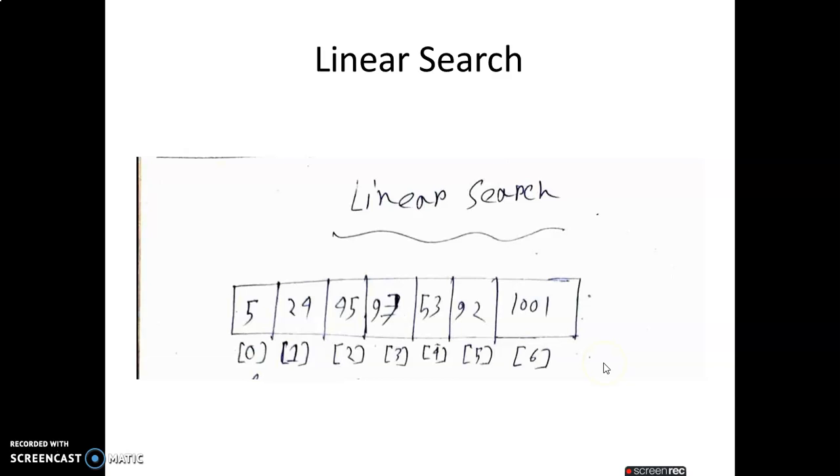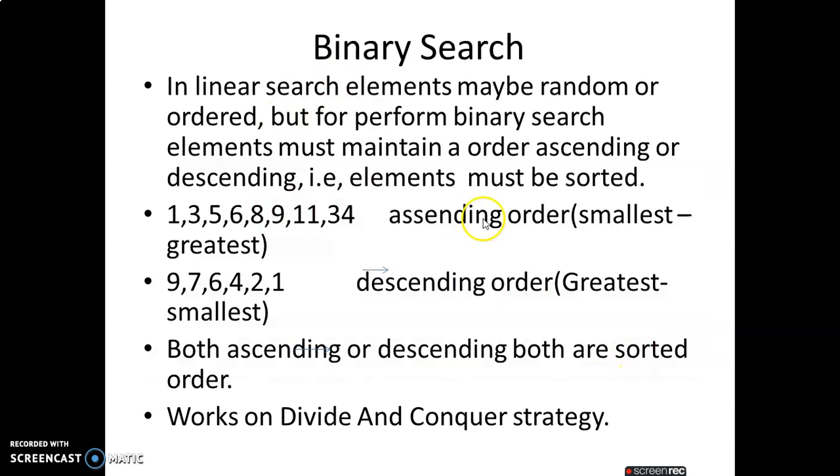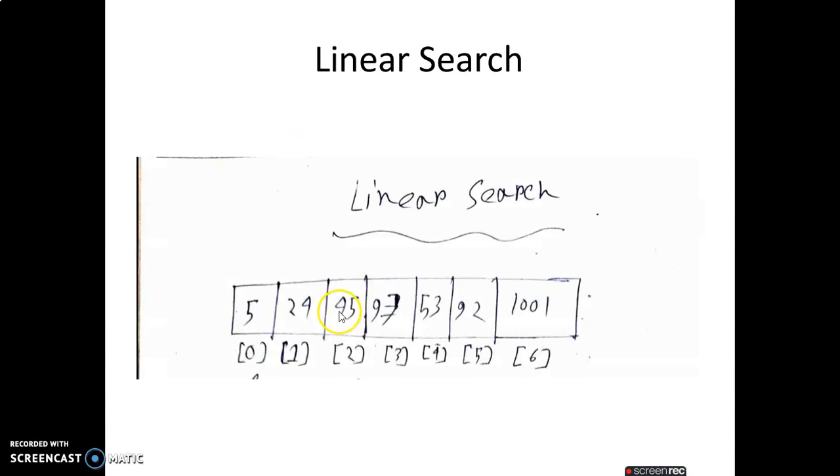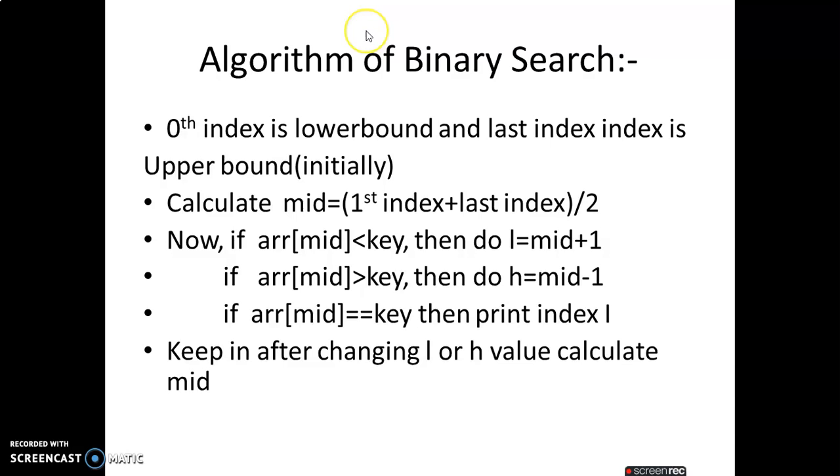Whether the elements are ordered or in random order, we can still search with linear search. But in the case of binary search, as I told you, the elements must be sorted. This is also a drawback of the binary search algorithm. Now, what is the algorithm, the procedure of binary search?